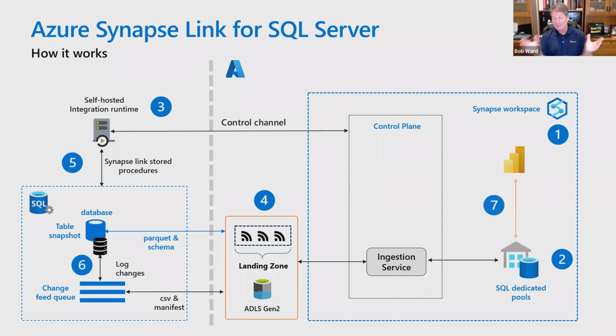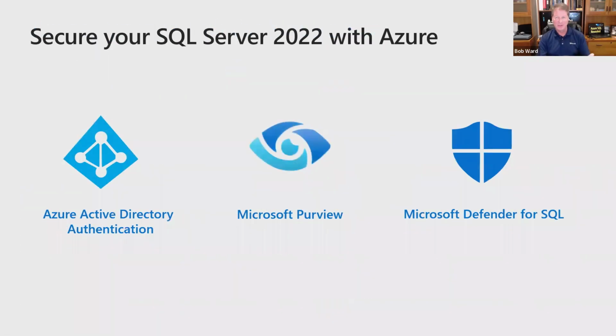And then, of course, at some point, you can just use the power of things like Power BI to run reports against your dedicated pools. So that's really a nutshell of what Synapse Link is doing for you. So now let's go dive a little bit further and talk about the capabilities of security.